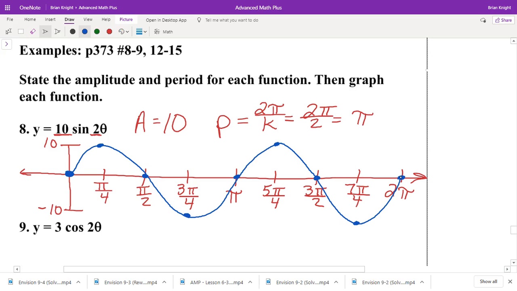Everybody see the pattern? Again, has the graph changed? No, the graph doesn't change. The only thing that's changing are our labels. Everybody got that? Basically the graph stays the same every time. All right, number 9.